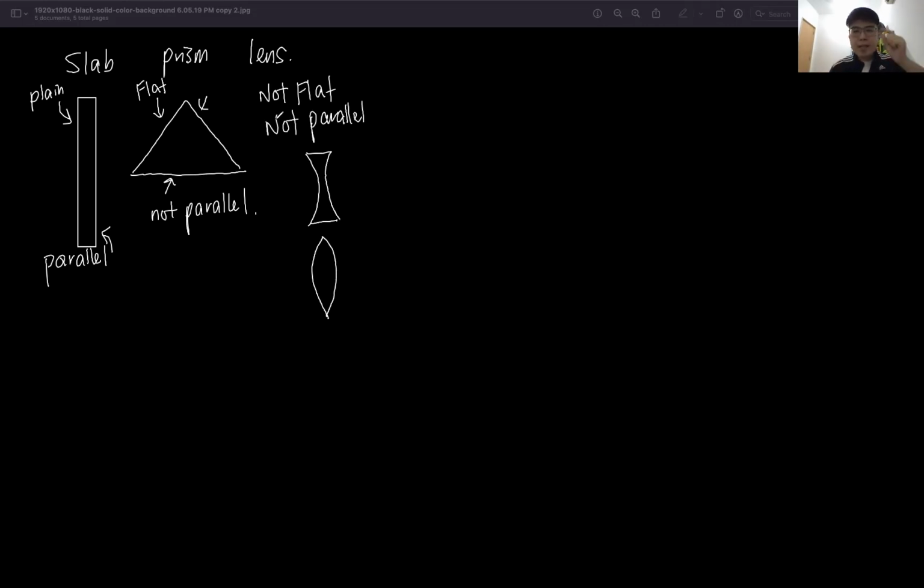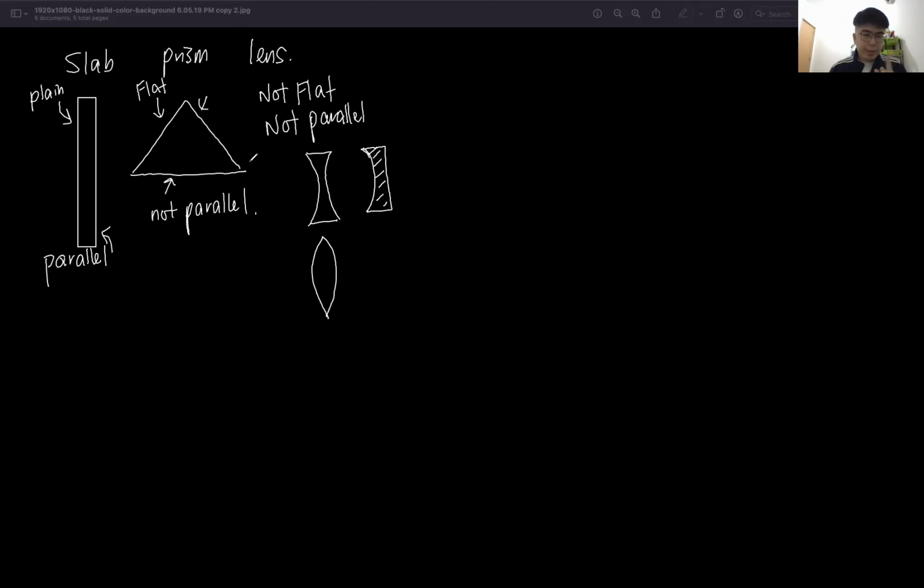Now, to consider a lens, at least one side, if it's curved, then we say it's a lens. Doesn't matter the other side. So sometimes you have a lens like this, curved on one side, and then flat on the other side. This is also a type of lens. So as long as one side is curved, we consider it a lens. Here, just to let you see in general, the differences between slab, prism, and lens.